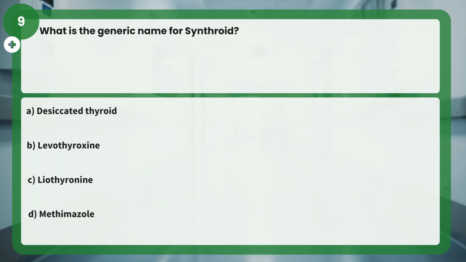Question 9. What is the generic name for Synthroid? A. Desiccated thyroid. B. Levothyroxine. C. Liothyronine. D. Methimazole.